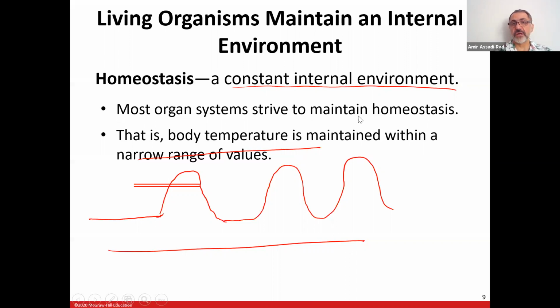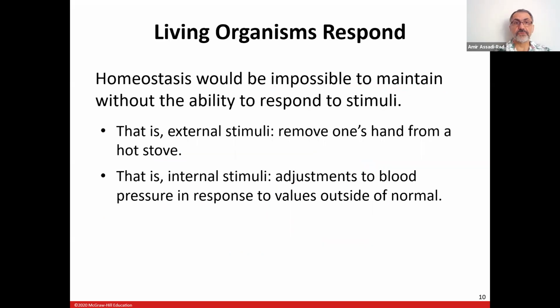Most organ systems strive to maintain homeostasis, a constant internal mechanism. That is, body temperature is maintained within a narrow range of values. And I talked about that. Right now, with COVID-19, anywhere you go, most places I go, they check my temperature first, and then they let you in. So you know the rest of the story.